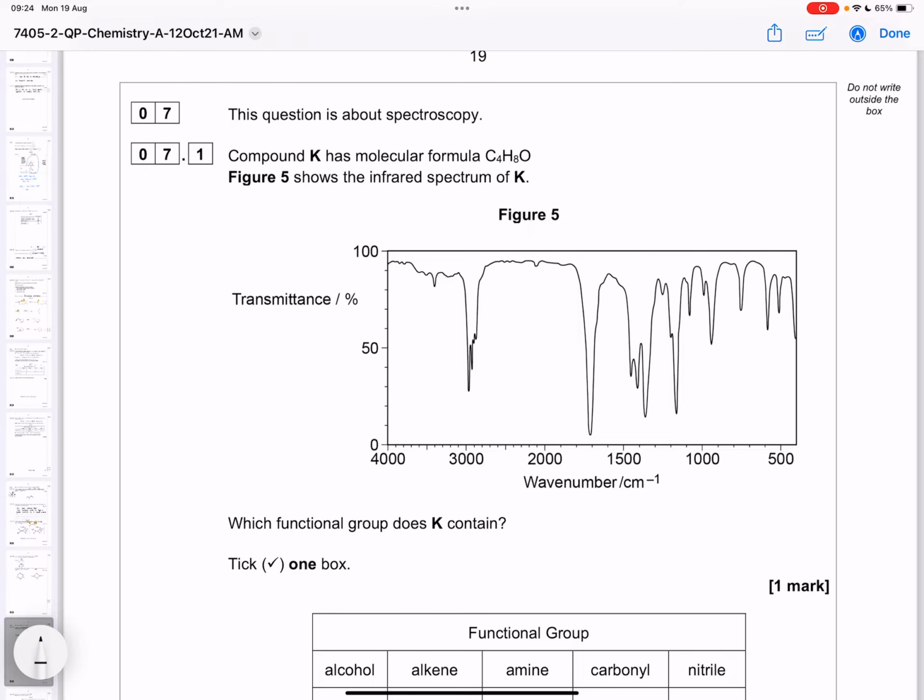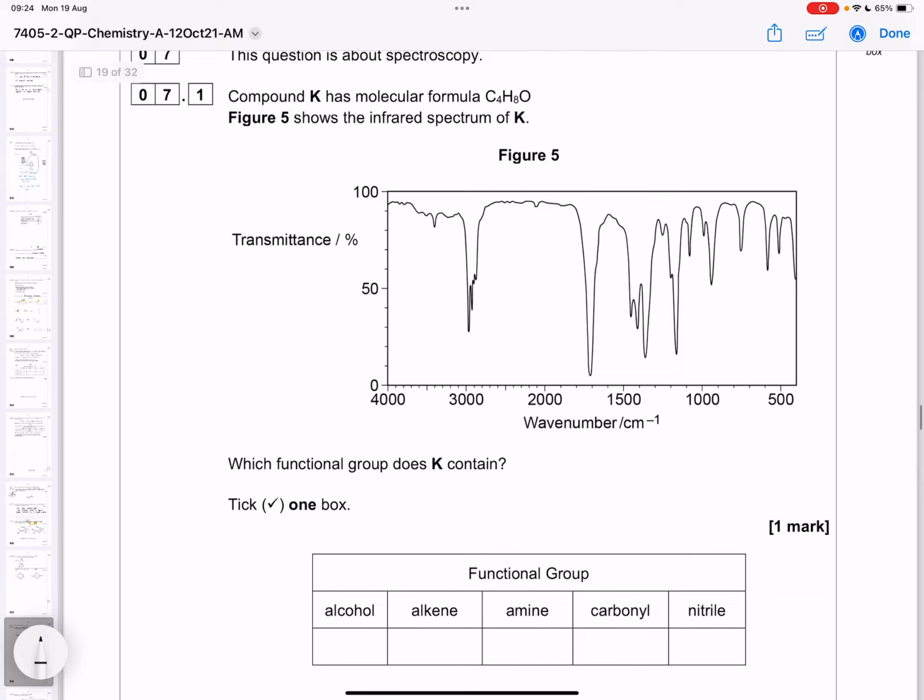This question is about spectroscopy. Compound K has a molecular formula C4H8O. Figure 5 shows the infrared spectrum. Which functional group does K contain? So remember, with infrared, we're going to use table A on the data sheet.